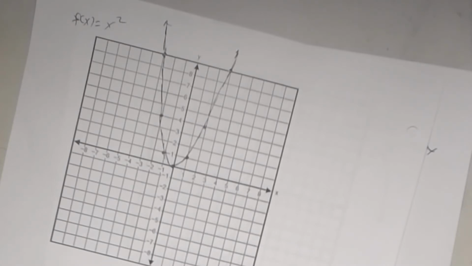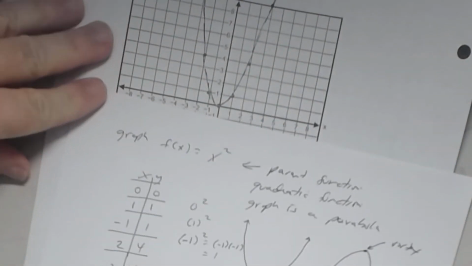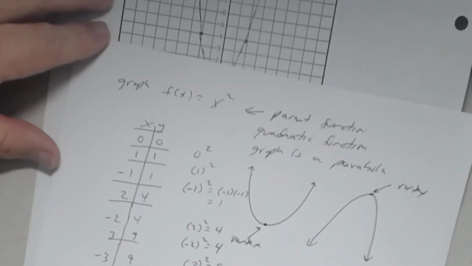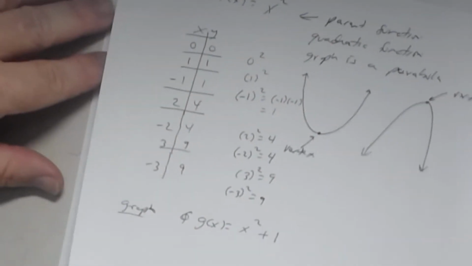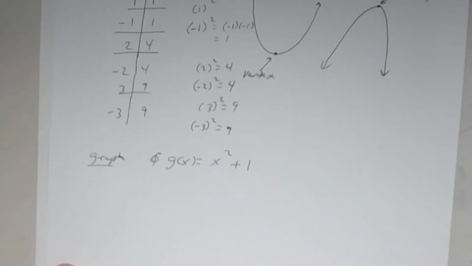All right, now let's look at this. Suppose I want to graph this. Let's call it g of x. g of x equals x squared plus 1. Let's go ahead and do it in the same grid because you don't have that many grid papers. So just try and do 2 on each one. Okay. So x squared plus 1.